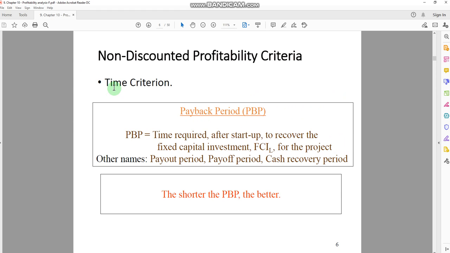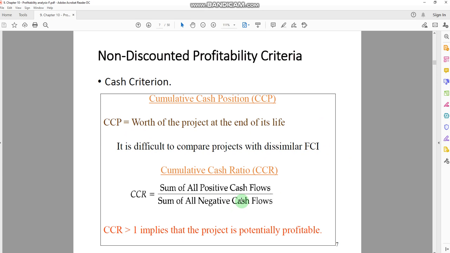Now, in terms of the time criterion for non-discounted profitability, the first one is the payback time or payback period, PBP, which is the time required after startup to recover the fixed capital investment, FCI, for the project. Other names for payback period are payout period, payoff period, and cash recovery period. The shorter the payback period, the better the project is.